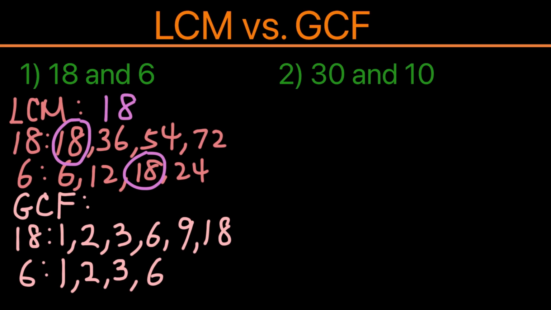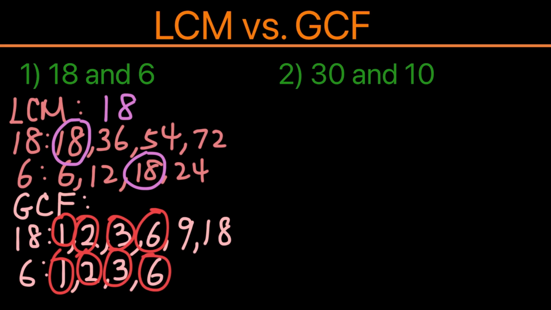Now to find the greatest common factor, we want to match up the numbers that they have in common, but we want the highest number possible. That's why it's called the greatest common factor. So we have 1, 2, 3, 6, and that's it. So the greatest number from these two data sets is 6. So the least common multiple in the first example is 18, and the greatest common factor is 6.